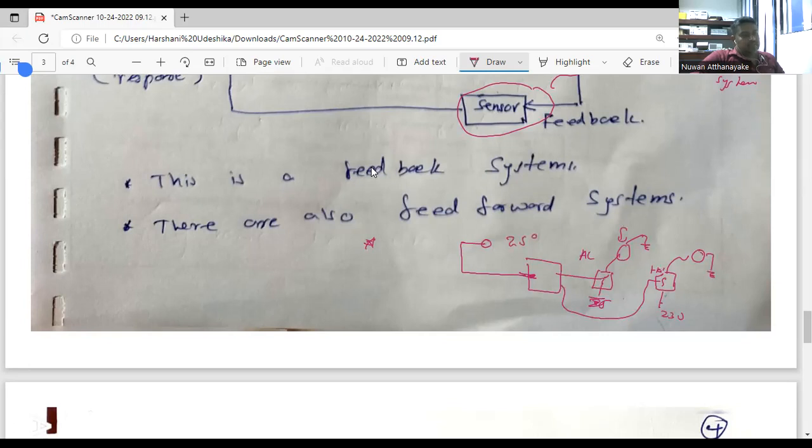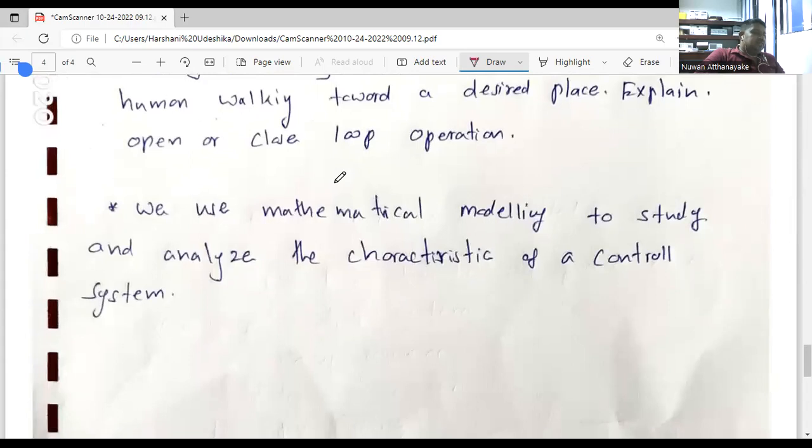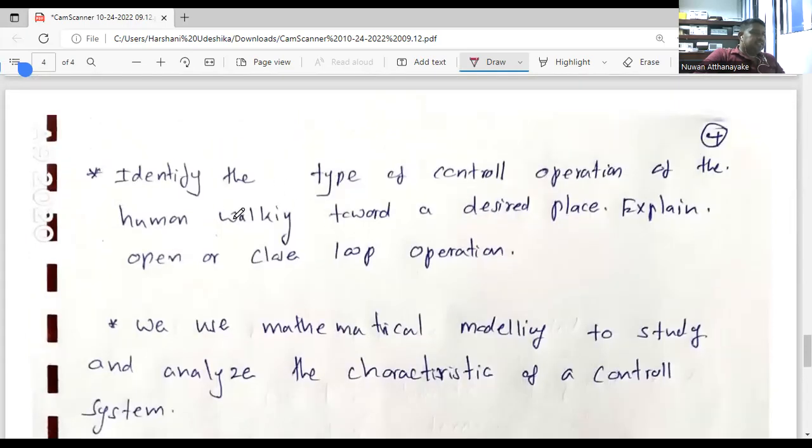There are many feedback systems. I have given an exercise. You have to identify the control operation of a human walking toward a desired place and explain whether it is an open or closed loop operation. Please try to do this by yourself.